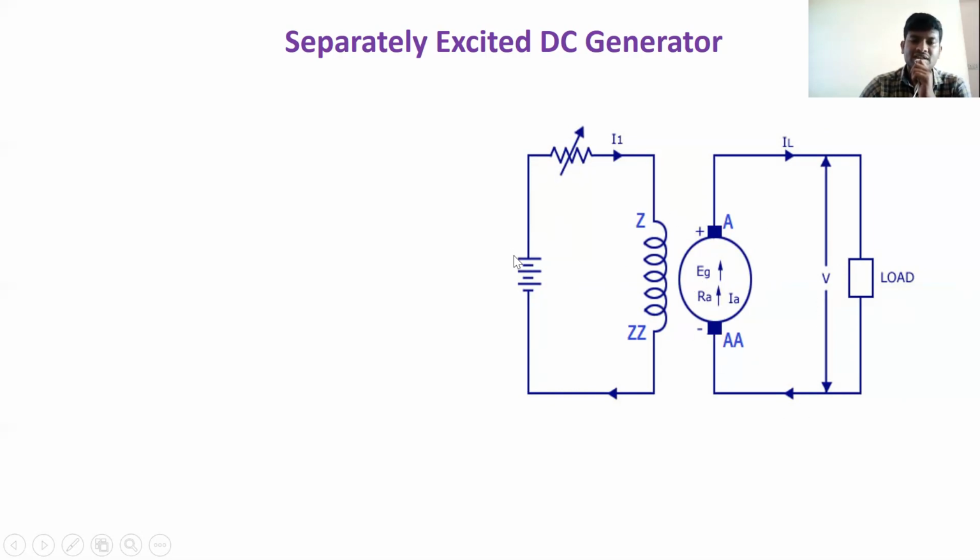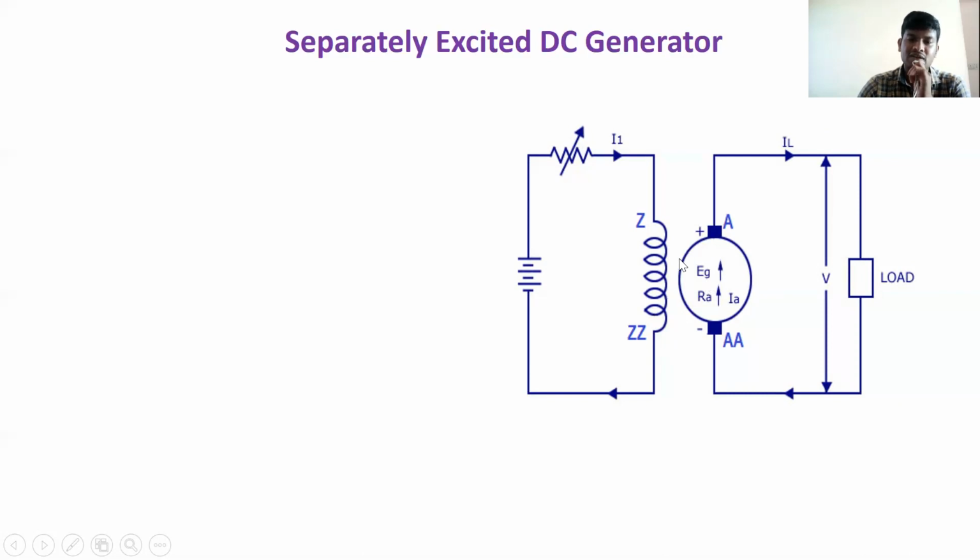When we provide the supply to the field, the current produces some flux. That flux passes through the air gap, and the armature is the rotating part. So the armature cuts the magnetic flux lines, and due to Faraday's law we get an EMF. That EMF is EG.